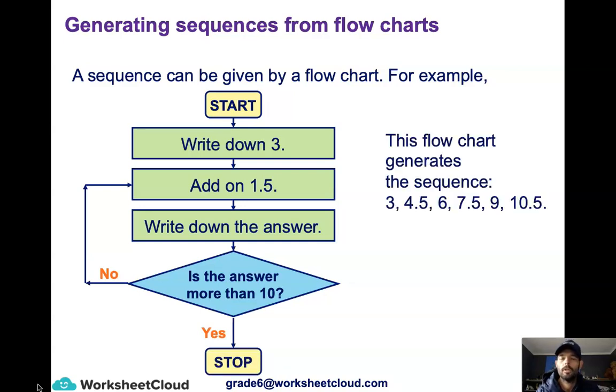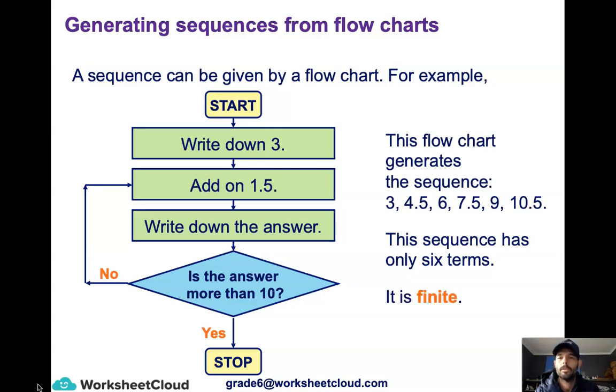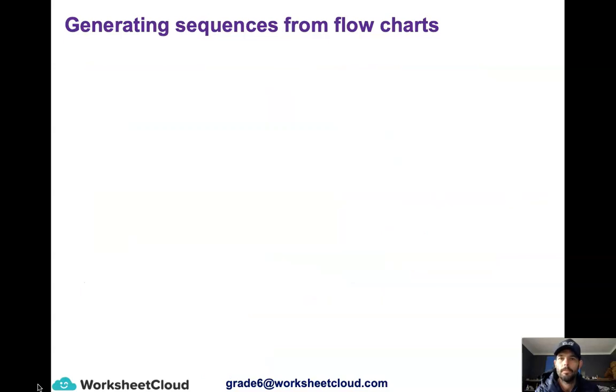Okay? So an example would be starting with 3, adding on 1.5 to get 4.5. It's less than 10, add on another 1.5, gives you 6. It's less than 10, add on another 1.5, etc., etc., until you get to 10.5, and that's where you stop. So that will be a finite sequence. Okay, it has a definite end. You can also see that this sequence only has 6 terms. So 3 is a term, 4.5 is a term, 6 is a term, all the way to 10.5, and each term is separated by a comma. And as we've already mentioned, this sequence is finite.